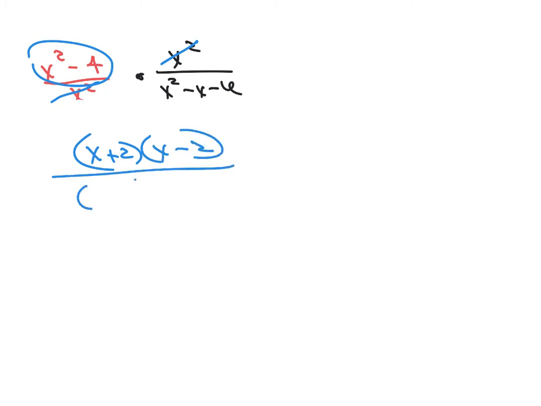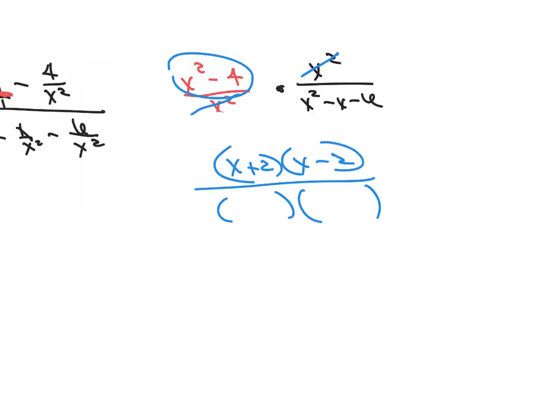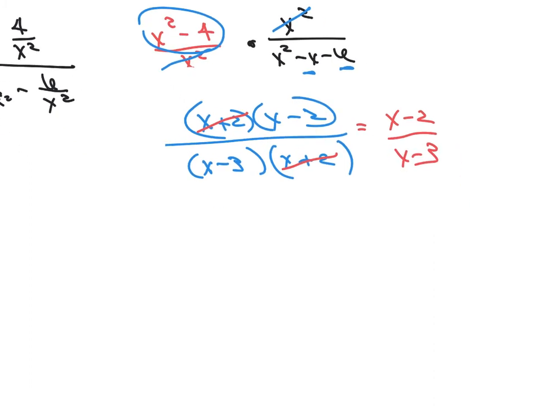And this is going to divide into two binomials. And those two binomials are going to be, on the bottom, we've got x minus 3, x plus 2. 2 times negative 3 is negative 6, and negative 3 plus 2 is negative 1. Okay, so that's right. All right, so now I can cancel that, and my final answer is x minus 2 over x minus 3.